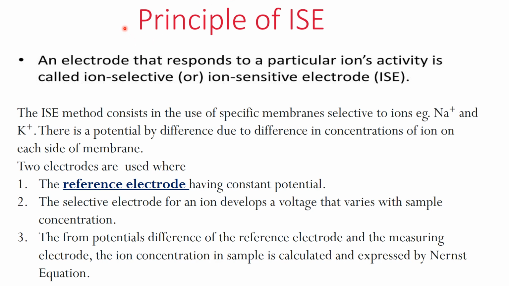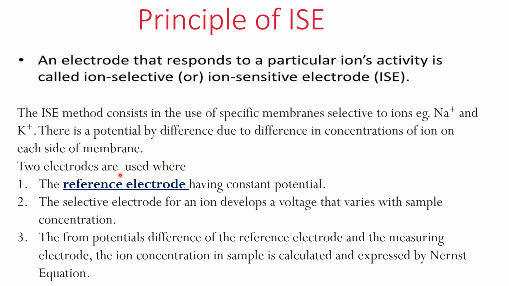Now let us see what an ion selective electrode is. It is an electrode that responds to a particular ion's activity and therefore it is called an ion selective or ion sensitive electrode. It is abbreviated as ISE. The ISE method consists in the use of specific membranes which are sensitive to specific ions such as sodium or potassium. This methodology forms a potential difference in concentrations on each side of the membrane.